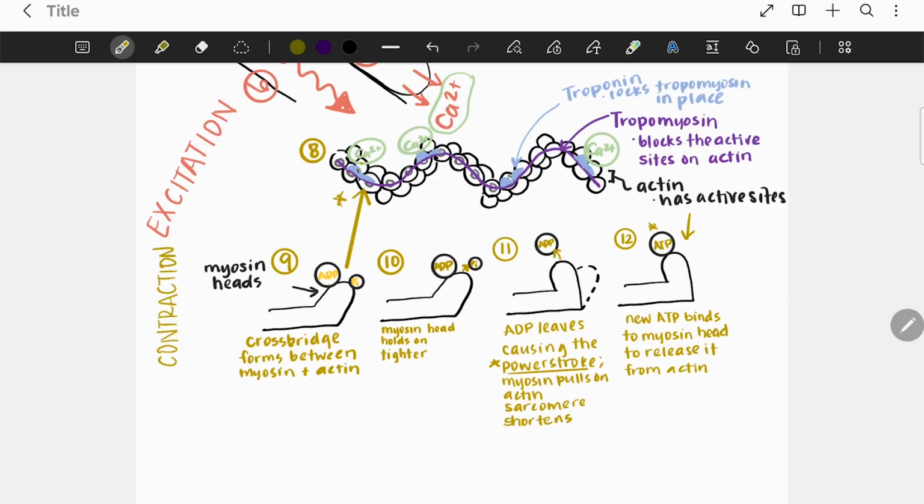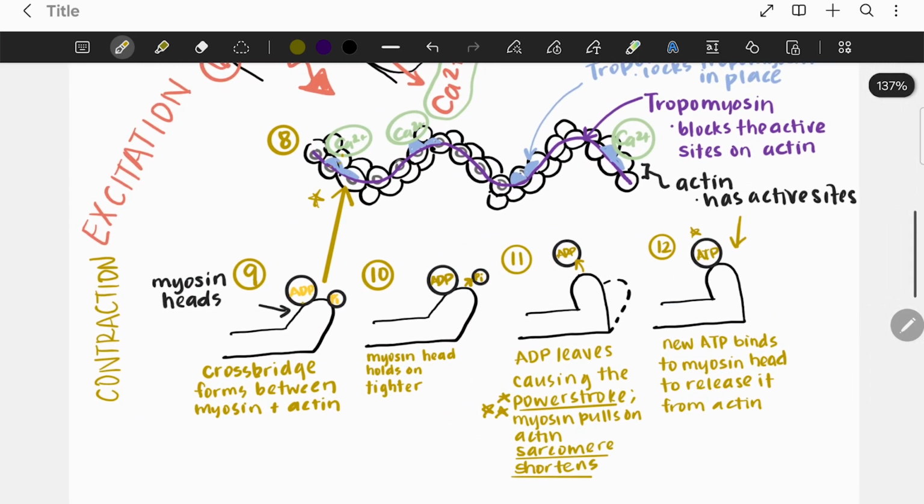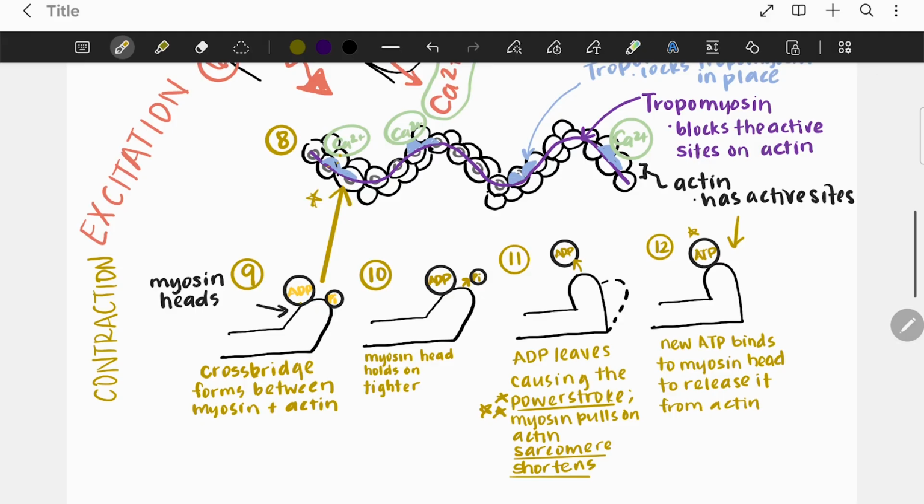And again, that contraction part happened here at the power stroke. That's when the actual sarcomere shortens. When the sarcomere shortens, the power stroke causes it, and it causes the sarcomeres to shorten. That is your actual contraction moment, when the muscle contracts.